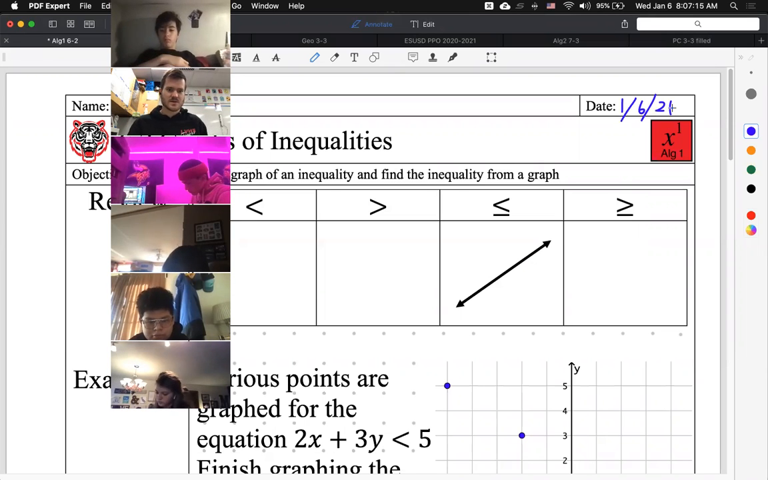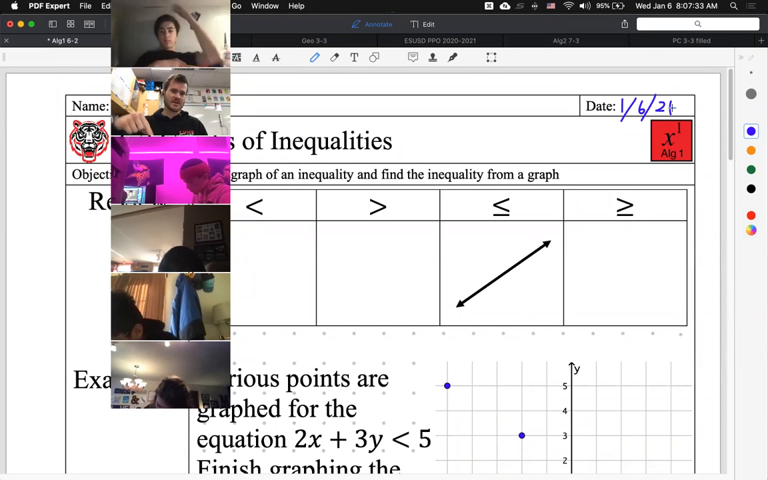There it is. So typically today's homework, they'll give you some points. And then you have to decide, should it be a dashed line? Should it be a solid line? And then after you decide that, the second and final step is to shade. Does it go shading up or does it go shading down? Those are the two main questions that you're going to be answering today.